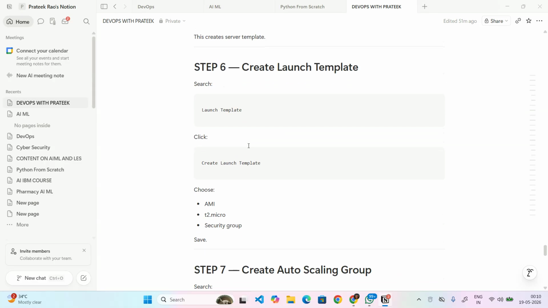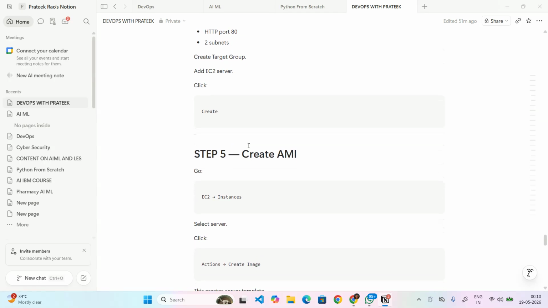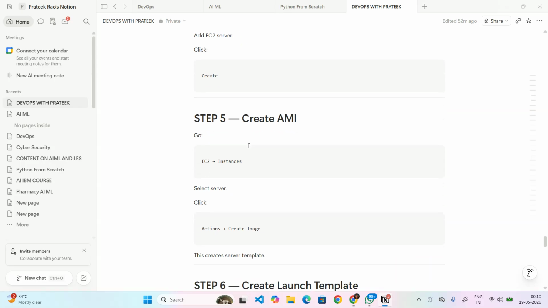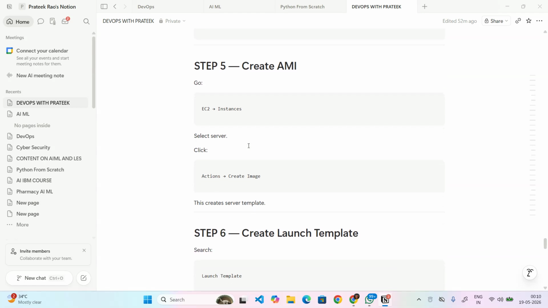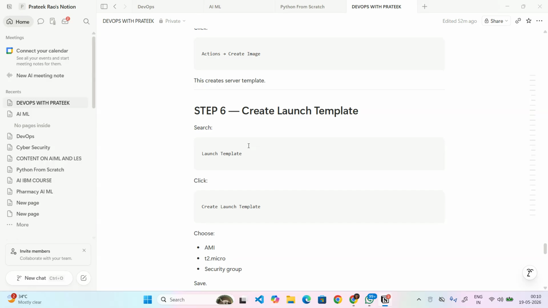Once you're done with this, you need to go with the ASG, the auto scaling group. Before that, you need to create the AMI. What do you mean by AMI? It means Amazon Machine Image. So in this, what is happening? It is just a blueprint of your EC2 instance. It is just a duplicate, or we can say a blueprint, of your instance. So action, create image. Done. Once you're done with this, go with creating the launch template.